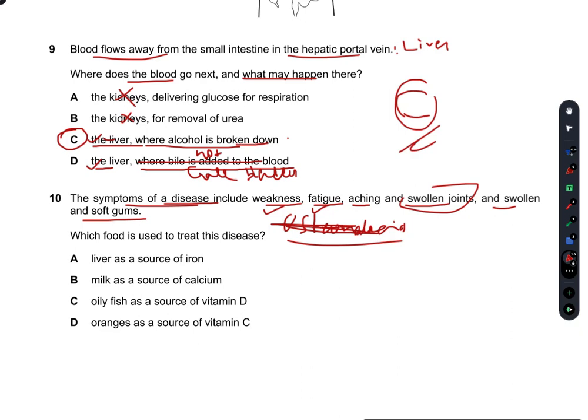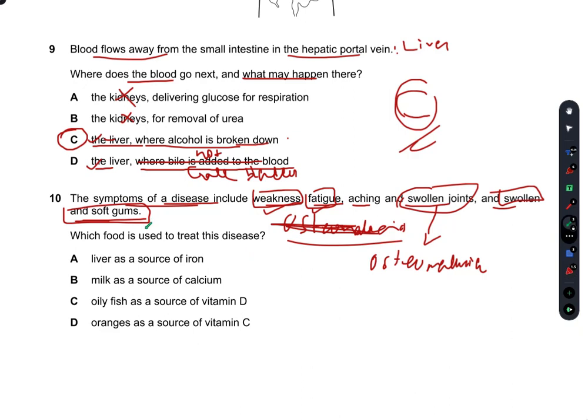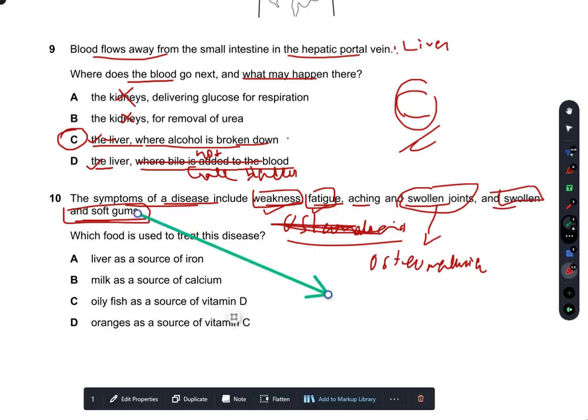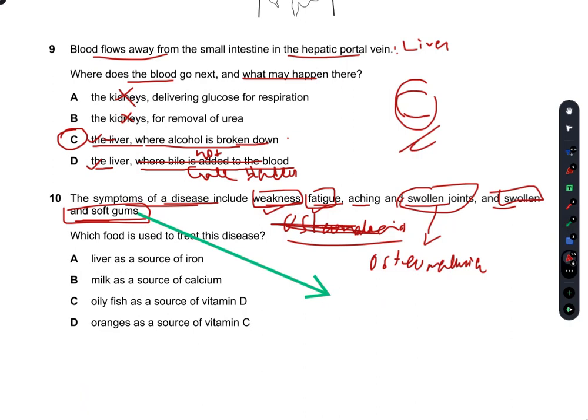So, the disease. The symptoms include weakness, fatigue, itching, swollen joints, and swollen soft gums. So the swollen joints and swollen bones are for osteomalacia, but weakness, fatigue, and swollen and soft gums are characteristic of, what is that disease called? Scurvy, I guess. Yes, it is scurvy.